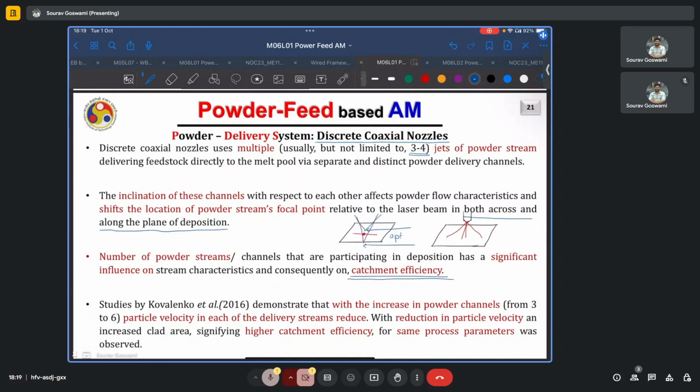Also, several studies have shown that with the increase in the number of powder channels from 3 to 6, the particle velocity in each of these delivery streams reduces. One reason I can think of is maybe because of collisions between the powder particles, which may retard them and prevent them from spreading too far wide. And with the reduction in particle velocity, an increased clad area, that is, if you are looking at the cross section, then an increased build area for the bead, so maybe something like this, signifying higher catchment efficiency for other process parameters remaining constant, was observed.